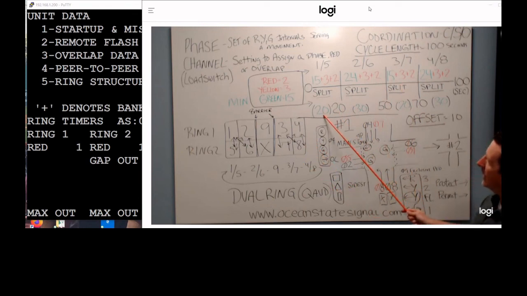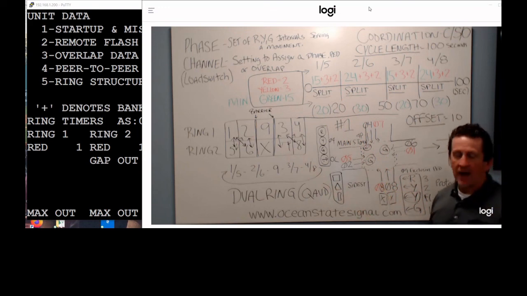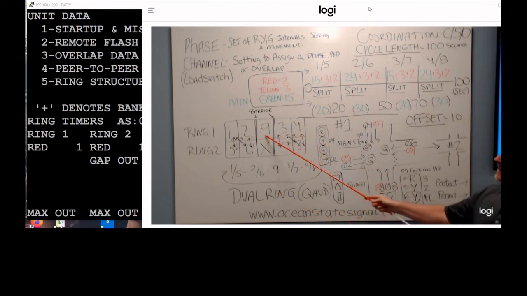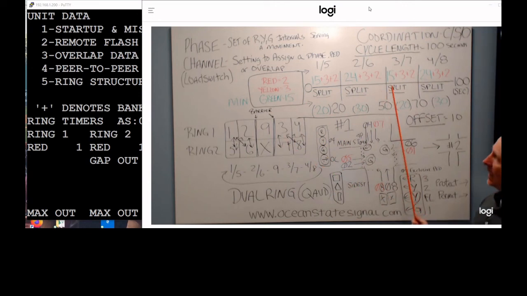If I made this 15 seconds, which is less than the sum total of that, I would get a bad coordination plan, and I wouldn't run the cycle program. So every split has to be equal or greater than the red, yellow, and green time. I didn't include the ped time, but if I had a ped time in here, I would have to accommodate the ped time also. So the ped time would be the walk, the clearance, and the red time.